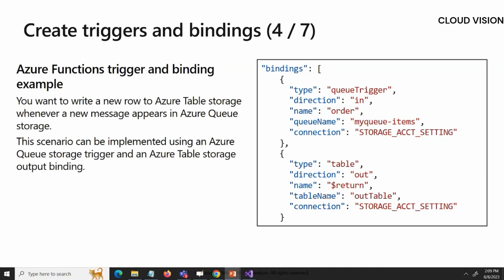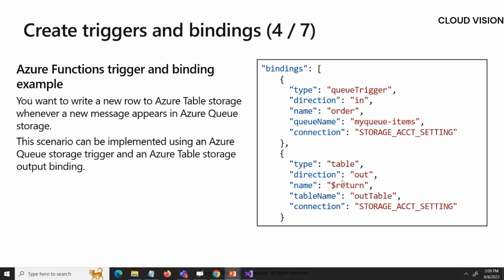So here there are two bindings. One is input type. The parameter is called order, which is of input type, right? And where is it coming from? It is coming from myqueueitem. That is a queue which is available in this connection string. It means whenever an item is added in this queue available in this connection string, that item will be sent as a message into the variable called orders because it is input type.